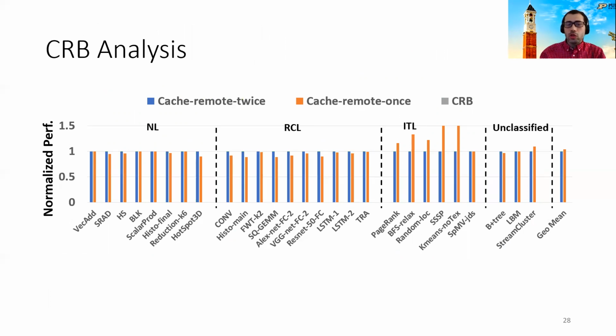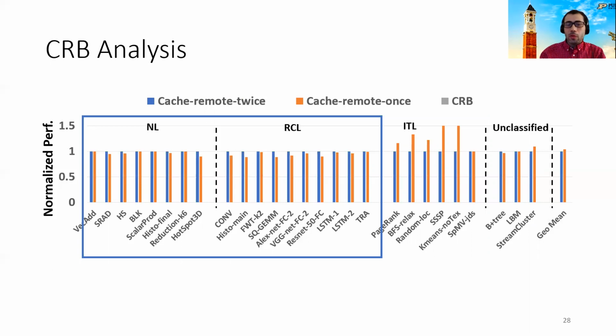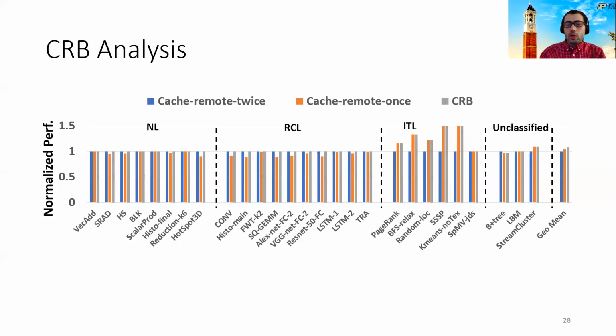To understand the efficacy of our compiler-assisted cache bypassing, we evaluated the performance effect of cache remote twice and cache remote once. Cache remote once improves the performance of intra-thread locality workloads by 40% on average, whereas it hurts the performance by 8% for the row and column locality workloads and stencil applications. So our compiler-assisted cache bypassing takes the best of both policies by enabling the cache remote once policy in intra-thread locality and the remote twice policy in other locality patterns.